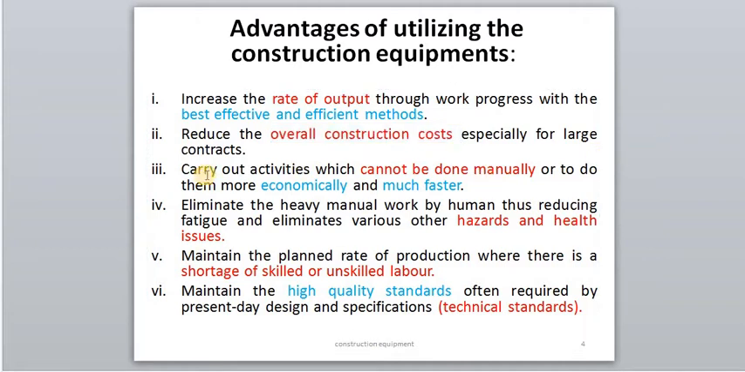What is the next point? Point number 3: carry out activities which cannot be done manually, or do them more economically and much faster. Some activities cannot be done, or are a tedious job for laborers, and that work can be done specially by the advanced equipments. Thus we can reduce the total cost, it is an economical way of construction, and the construction work will also be faster.